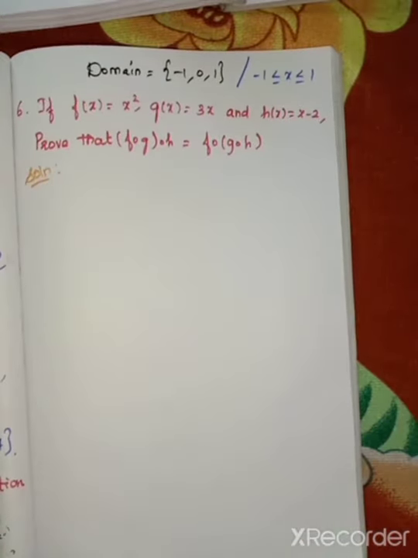Now move on to the sixth question. If f of x equal to x square, g of x equal to 3x, and h of x equal to x minus 2, prove that f of g of h equal to f of g of h.